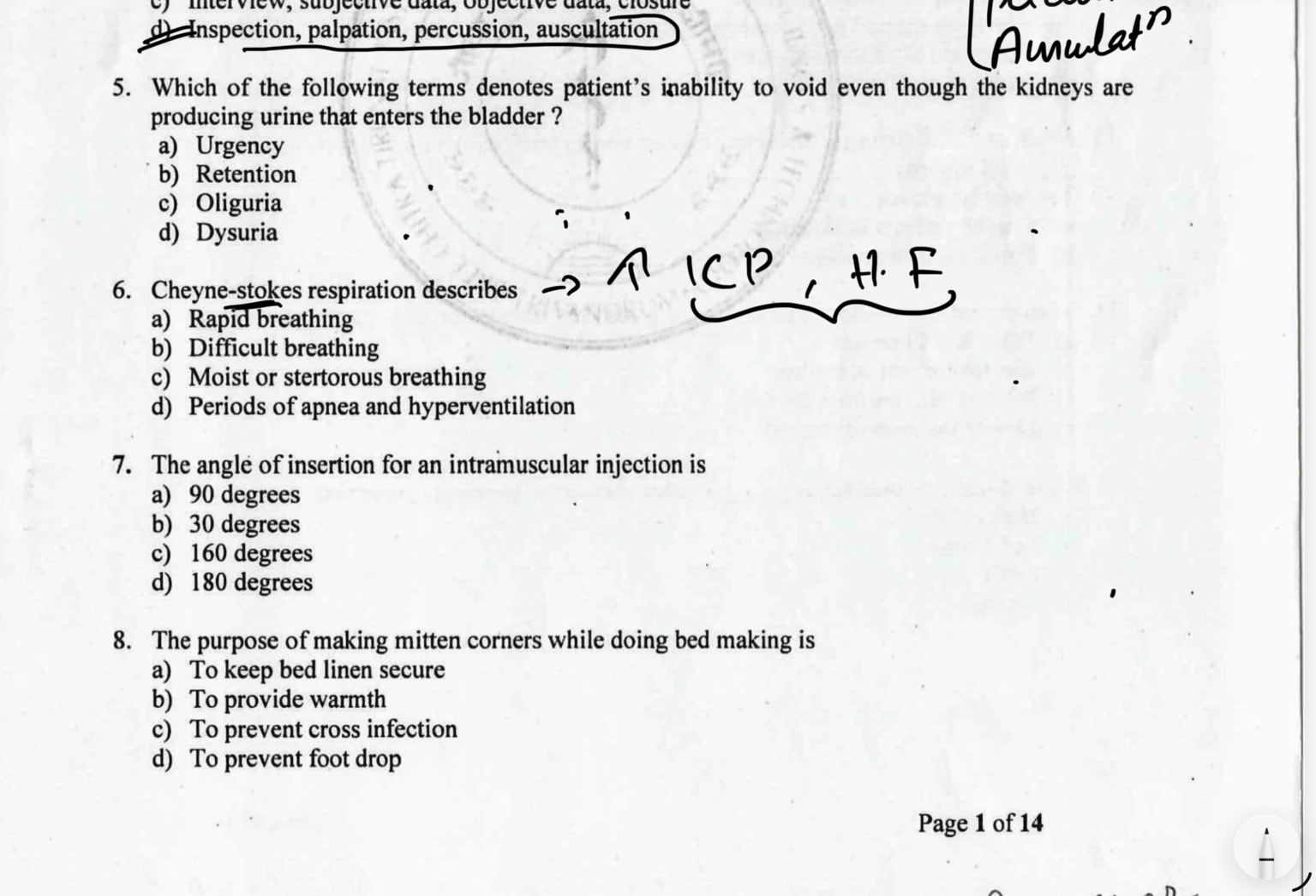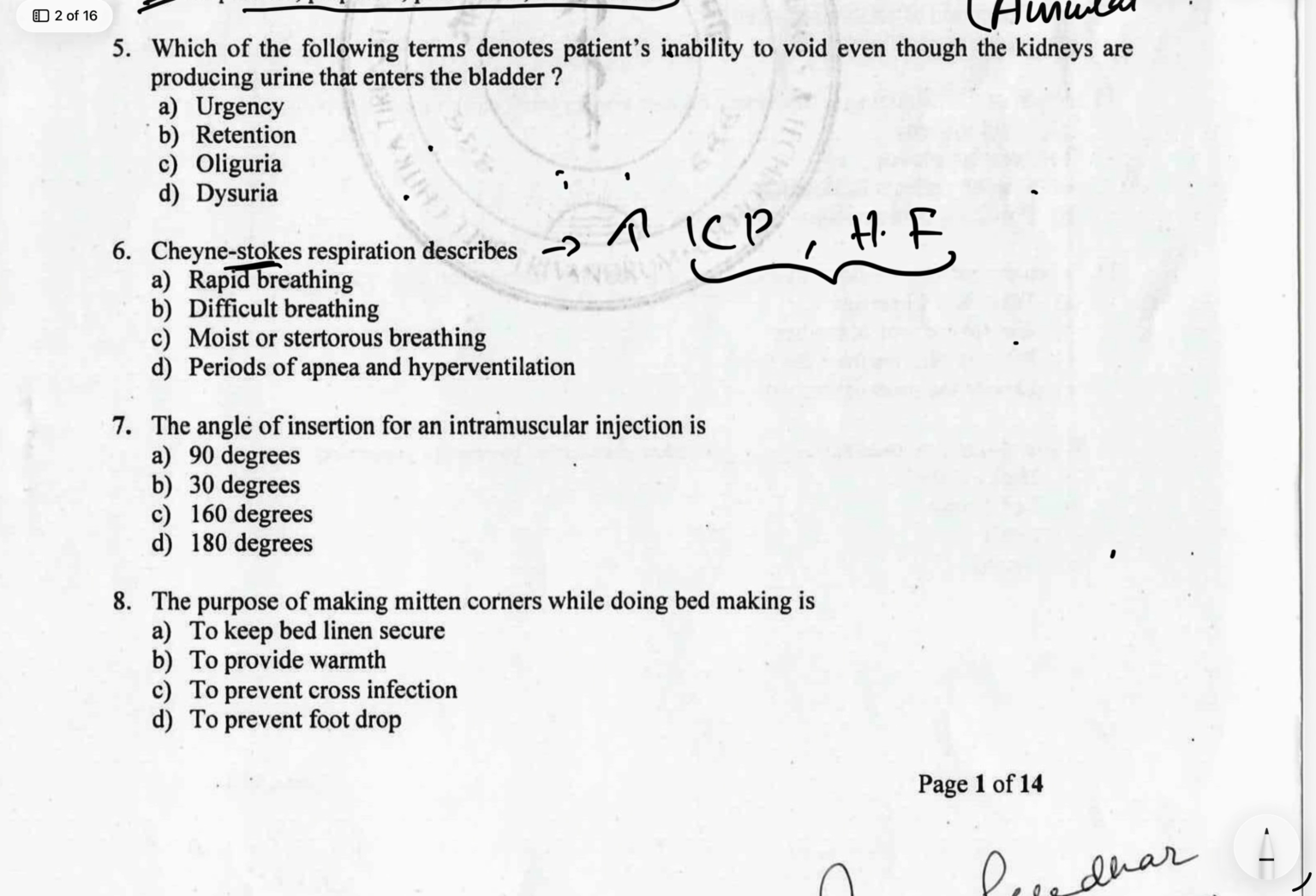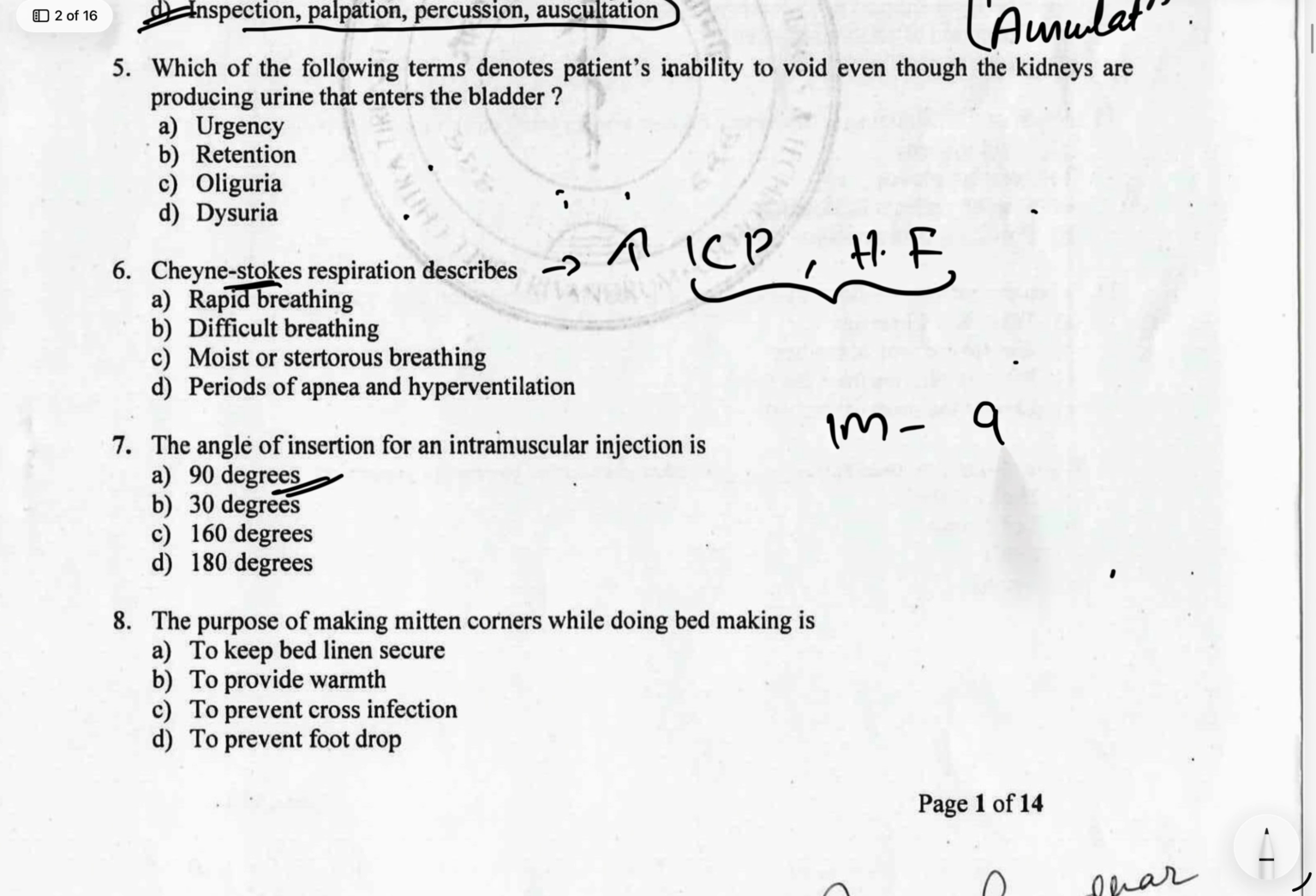And next, a very easy topic for all the nurses all over the world. What is the angle of insertion of an intramuscular injection? Obviously we know it is 90 degrees. Intramuscular injection, IM injection, is given at a 90 degree angle.